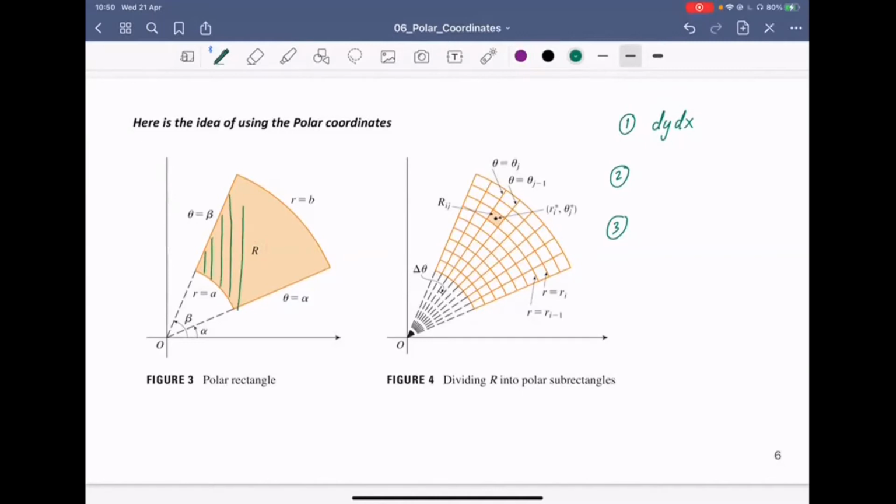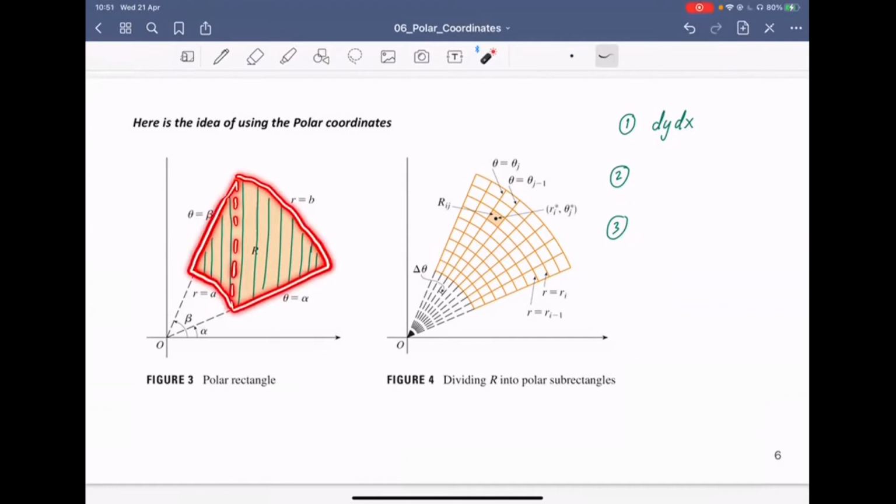If you choose dy dx, that means you have to draw a vertical cut on the horizontal line here, right? Some part you start from this line to that line. This is the first piece. Some part you start from this line to this line. If you want to integrate using dy dx, you have to cut into two pieces. This is number one, this is number two. Hard.